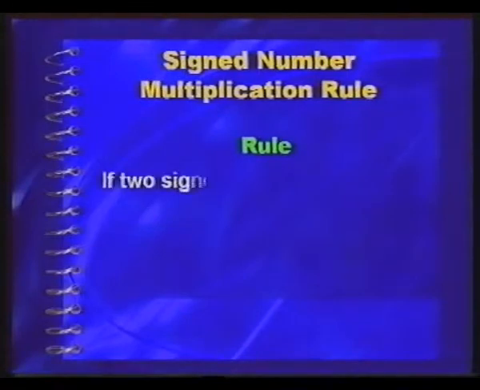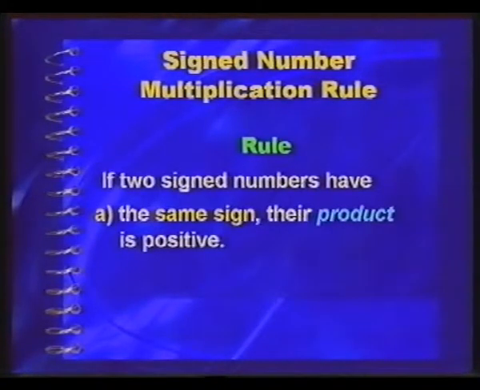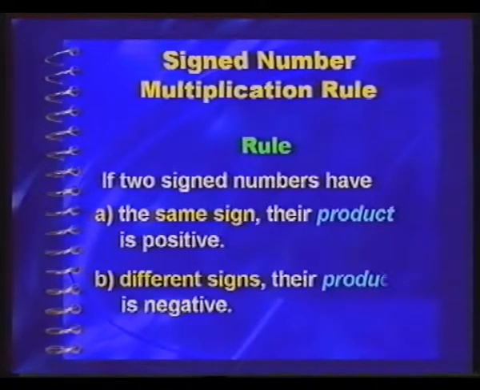If two numbers have the same sign, you'll find that their product will be positive. If not, their product will be negative. The rule is on the screen. There we go. The same sign, the product is positive. Different sign, the product is negative.